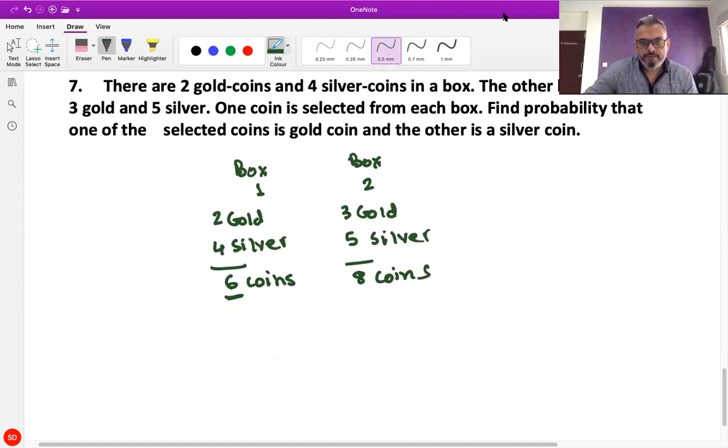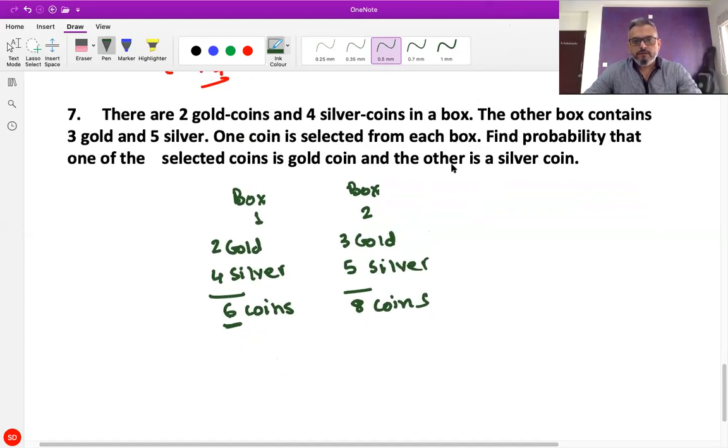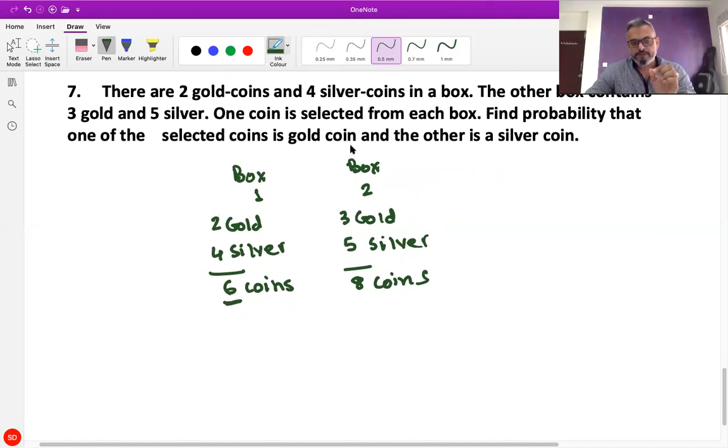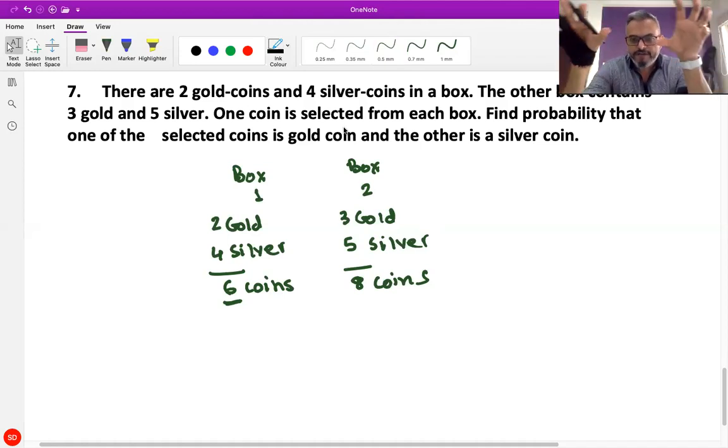Now over here, one coin is selected from each box. यानी दोनों box में से we are selecting one coin. Now, when there are 2 separate boxes kept separately, तो obvious है कि ये दोनों independent है, एक दूसरे को affect करते नहीं है. Selecting a coin from each box is an independent event.